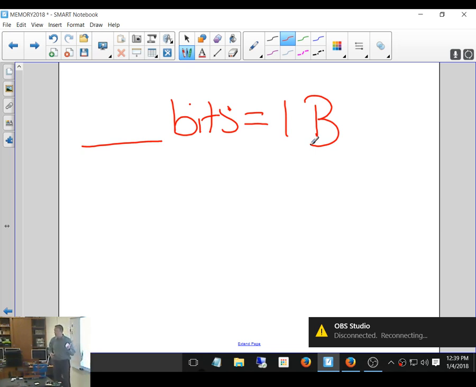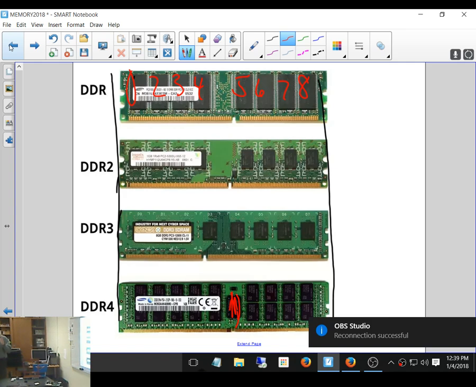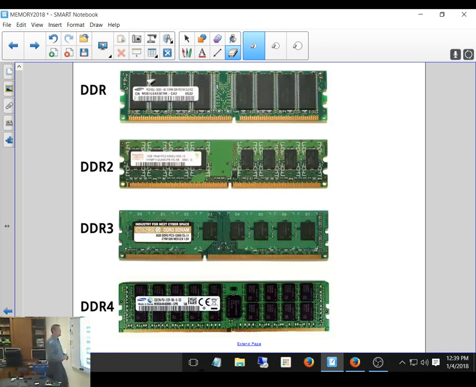How many bits are there in a byte? 8. There's 8 bits in a byte. And whenever stuff is written to memory, the packet is always a byte. So when I get a byte written to the memory module, it writes that byte by putting 1 bit here, 1 bit here, 1 bit here, 1 bit here, 1 bit here, 1 bit here, 1 bit here, 1 bit here. That's how it writes a byte.